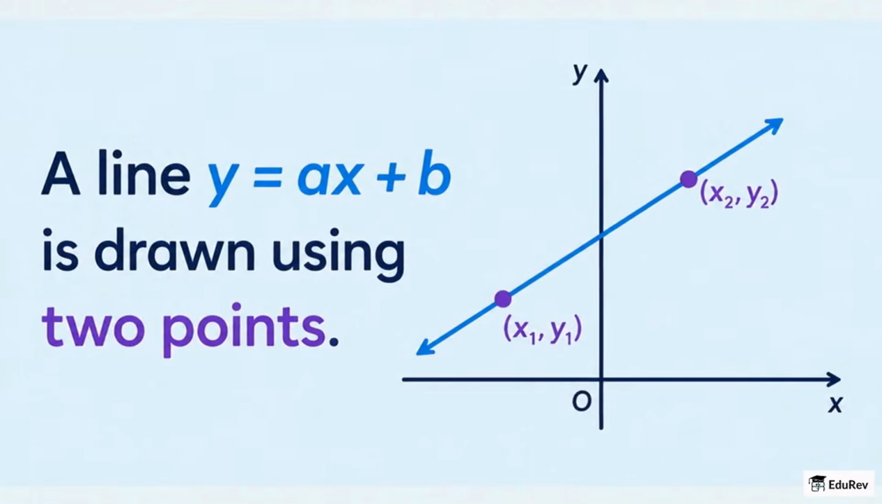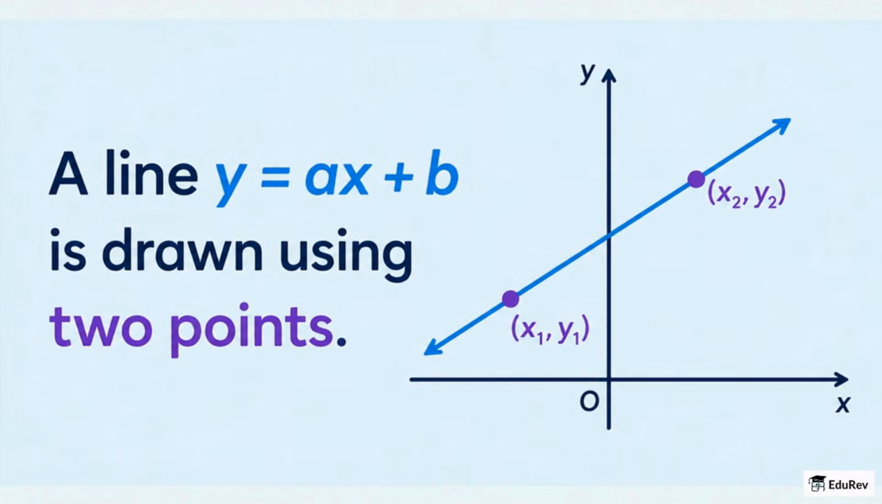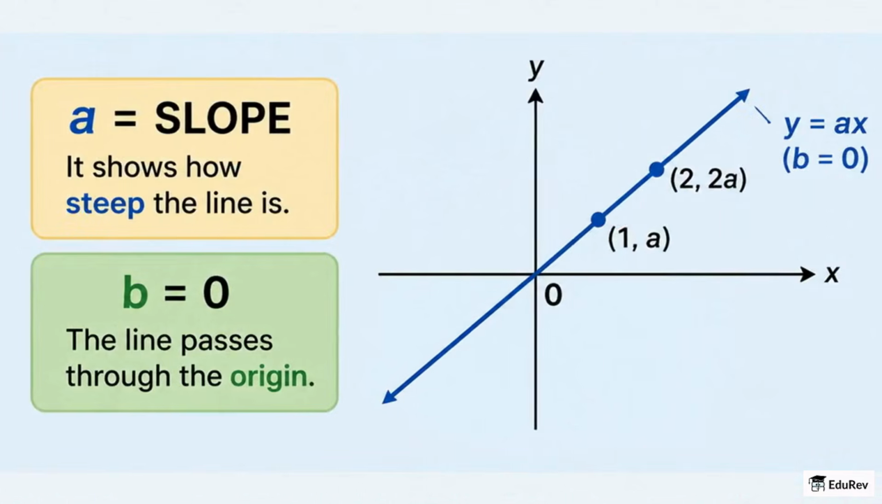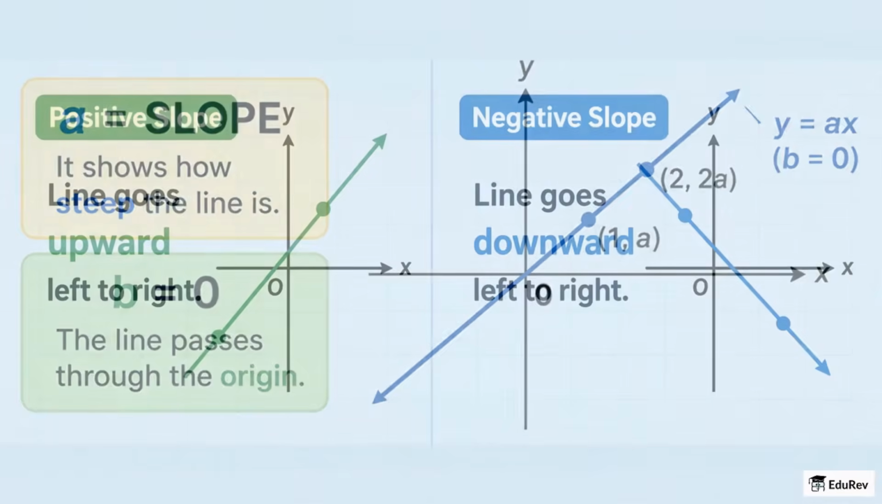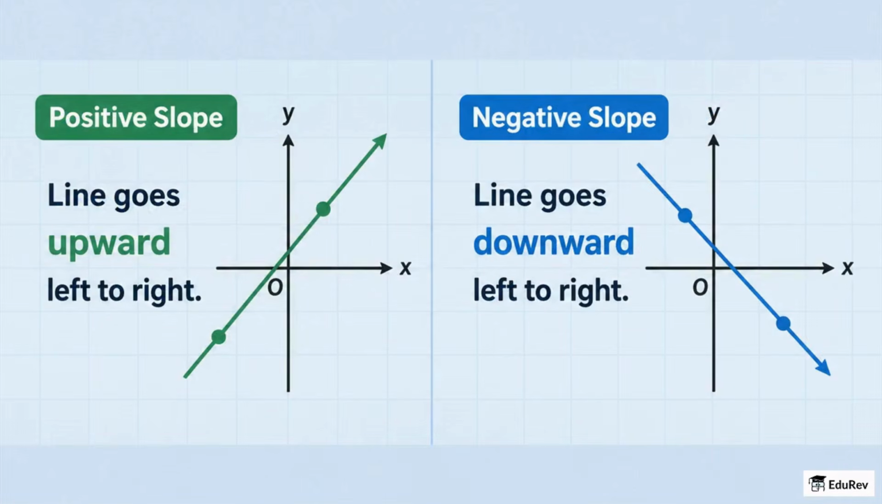To draw y equals ax plus b, we pick 2 points that satisfy the equation and join them to make a straight line. Slope shows how steep the line is. And when b equals 0, the line passes through the origin. Positive slope makes the line go upward left to right. Negative slope makes it go downward.